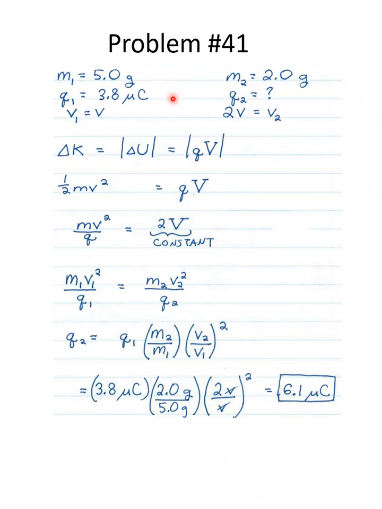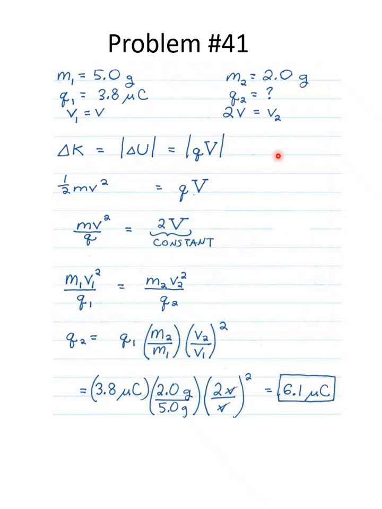Mass 1, Q1, and v1, I'm just going to call it v. Well, that's what the book called it. So that's v1, the speed of object 1. For object 2, we have m2, Q2, which we do not know. In fact, that's what we're trying to figure out. And it says it acquires twice the speed. So v2 is 2 times v.